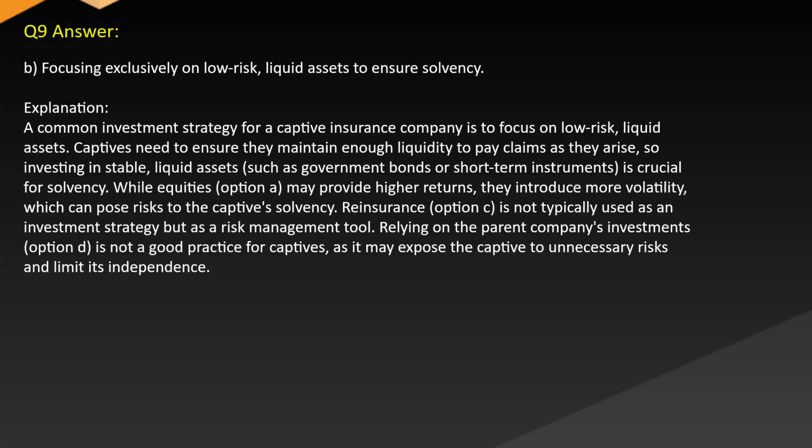While equities, option A, may provide higher returns, they introduce more volatility, which can pose risks to the captive's solvency. Reinsurance, option C, is not typically used as an investment strategy but as a risk management tool. Relying on the parent company's investments, option D, is not a good practice for captives as it may expose the captive to unnecessary risks and limit its independence.